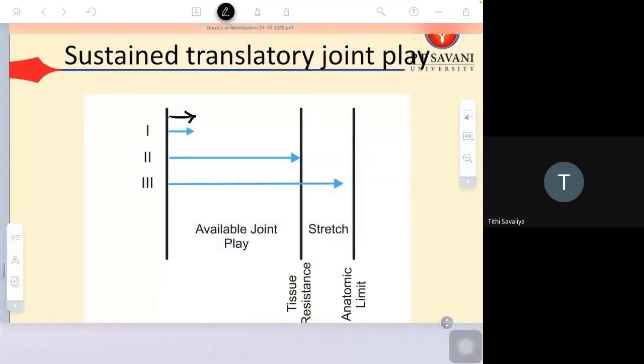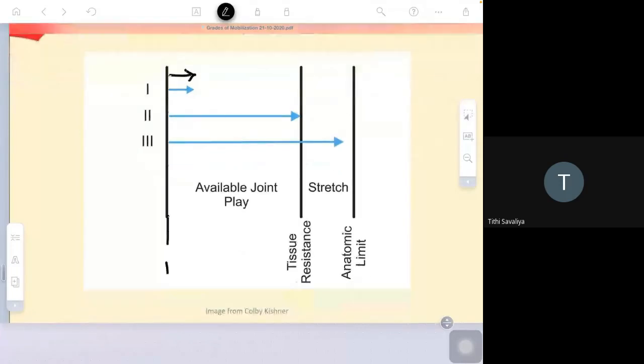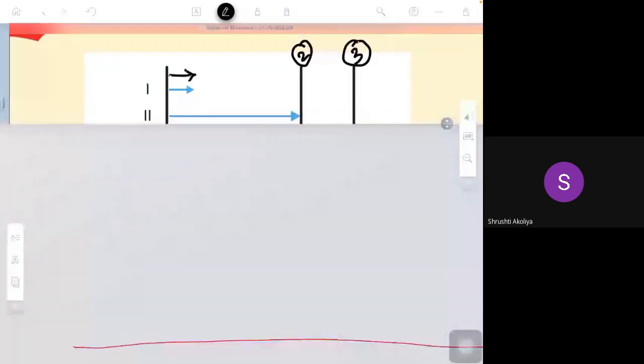And what is grade 1? These lines remain the same, as I discussed in the first lecture. One is the beginning of the range, two is the tissue resistance, and three is the anatomical limit. Am I audible? Yes, sir. Okay. The line two may vary depending upon the patient. We already discussed this, but I will brief it.